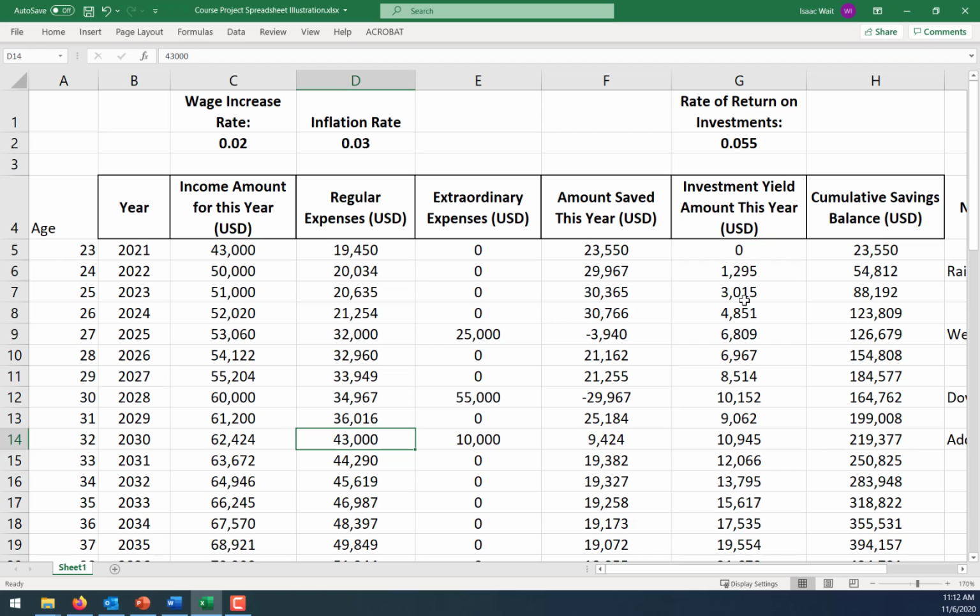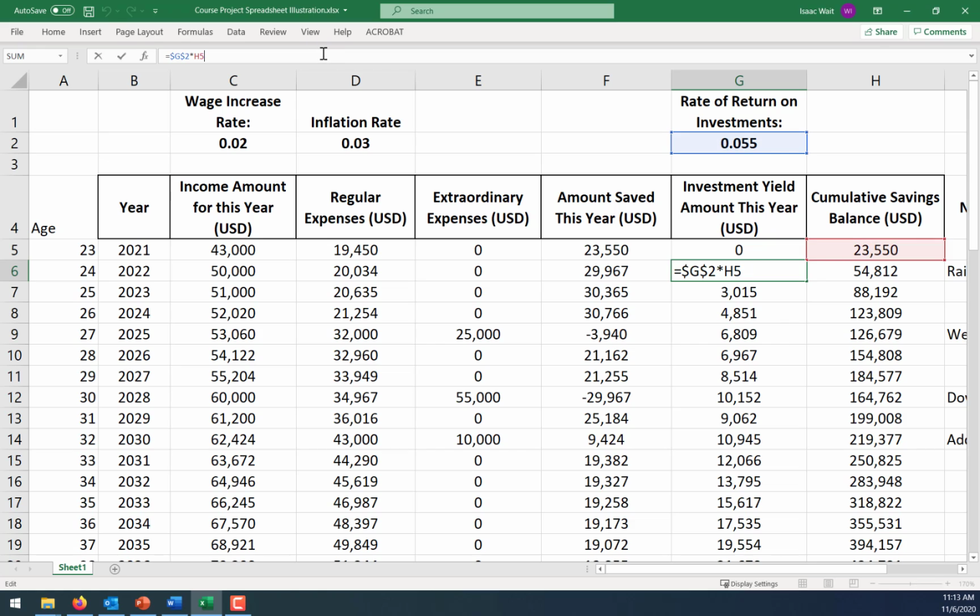Okay, now here's the trickiest thing of all. And if you've been totally spaced out until now and not paying attention, this is the point where you should really focus in. The investment yield amount. Students kind of chronically struggle in calculating that. And so I wanted to point out that it's based on the previous year's cumulative savings balance. How much interest you earn isn't just based on how much you saved this year. It's based on the total amount of your financial instruments in the previous year.